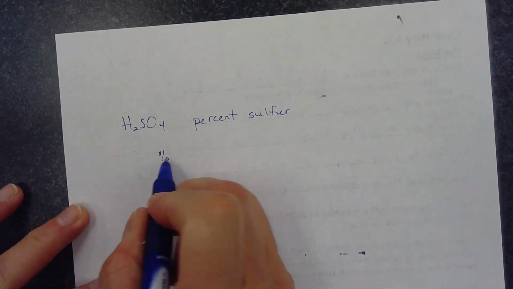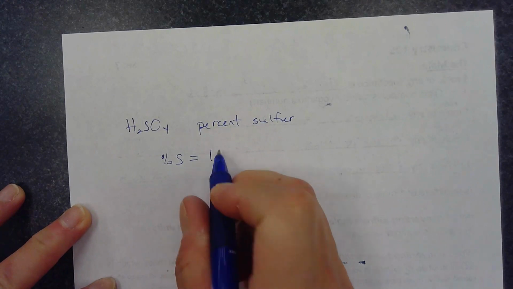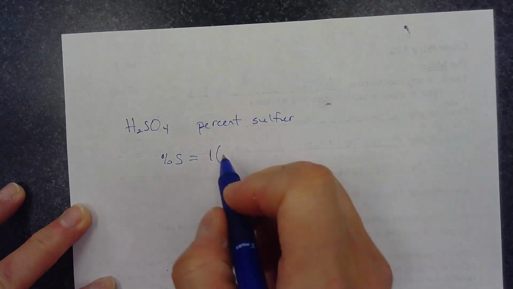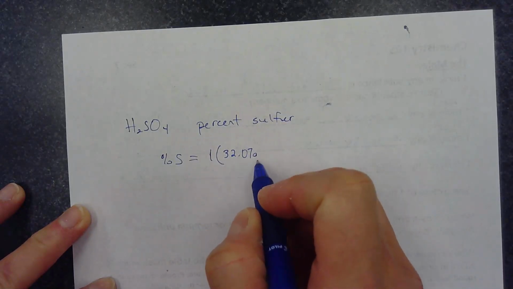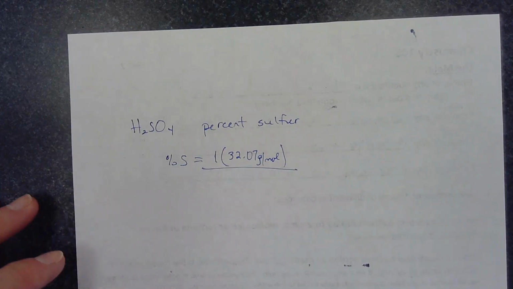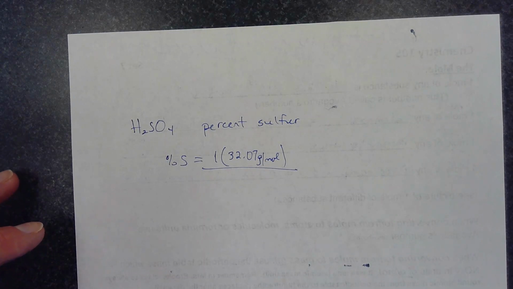So percent sulfur equals, how many atoms of sulfur do we have? 1. So 1 times, what is sulfur's mass? Go ahead. 32.07 grams per mole. And you don't have to put units because your units are going to end up canceling out, but it's okay if you do. That's usually not what I say. I usually say put units, but here it doesn't matter.